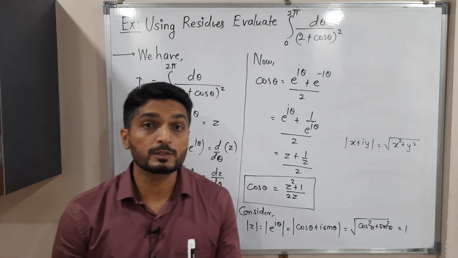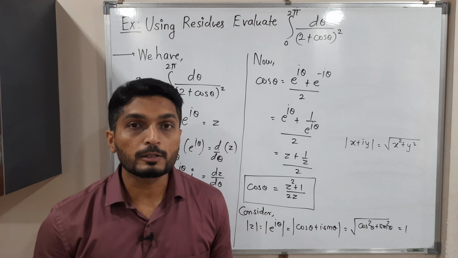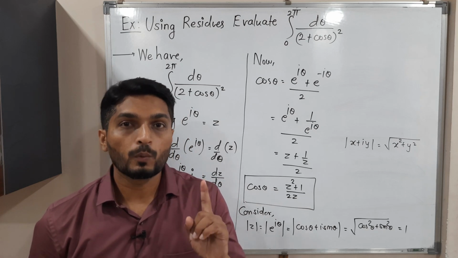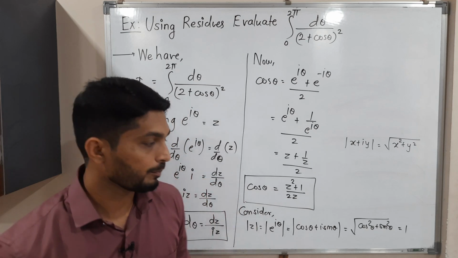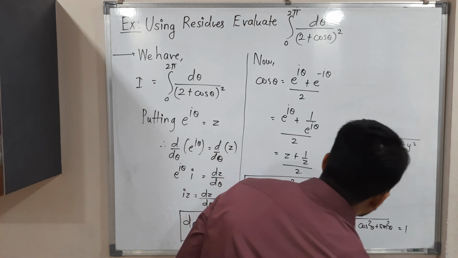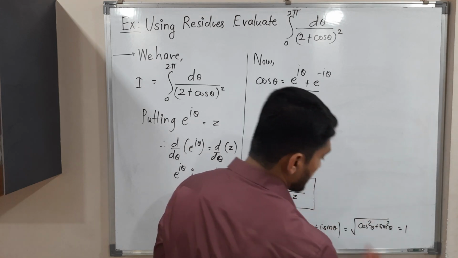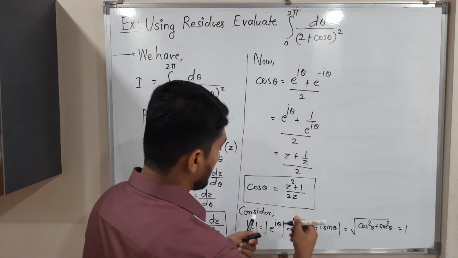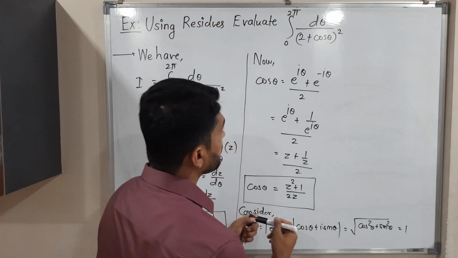This is the equation of a unit circle. Unit circle means center 0, 0, radius 1. Okay, so this circle we have. So all things are ready now and we can express the given integral in terms of z. Okay, so let me write that thing here.